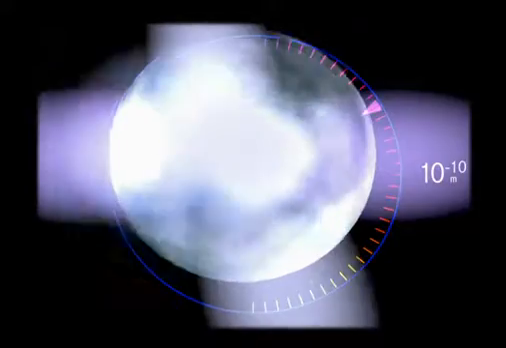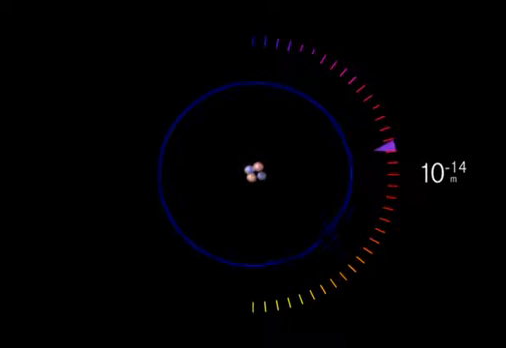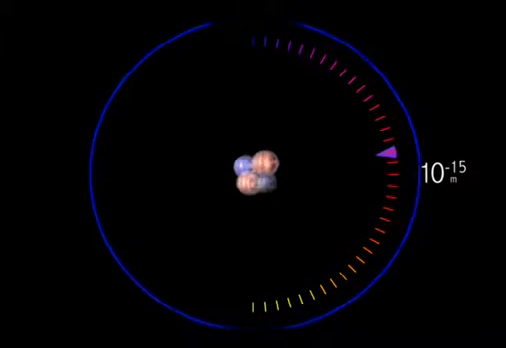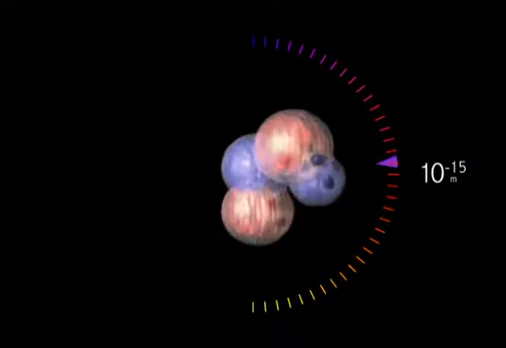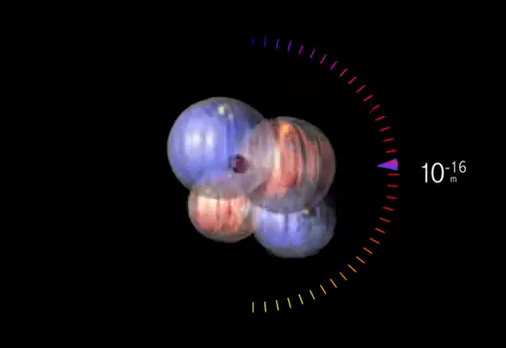And at 10 to the minus 12, 10 to the minus 13, 10 to the minus 14, and 15, we encounter the world of the nucleus. Here we see two blue balls, those represent protons. The little pink balls represent neutrons. And as we continue to get smaller, we catch glimpses of something inside. Those things are called quarks.